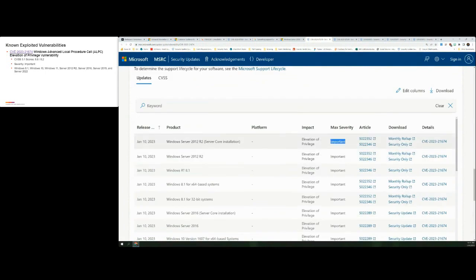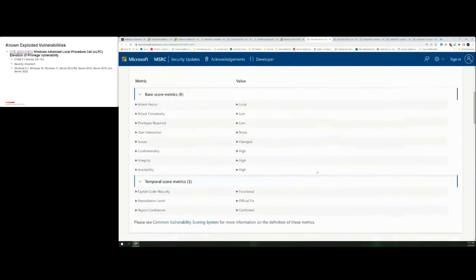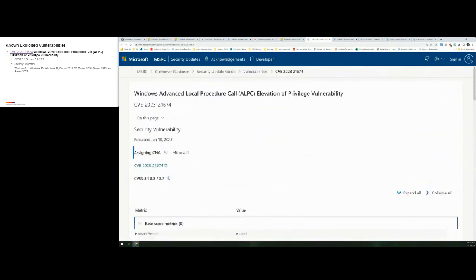The vulnerability is only rated as important by Microsoft's vendor severity rating, so keep that in mind as you're looking at this. You need to look at the risk perspective, not just the vendor severity on this one, and make sure you're addressing it accordingly. So that's the first vulnerability that we're addressing today.